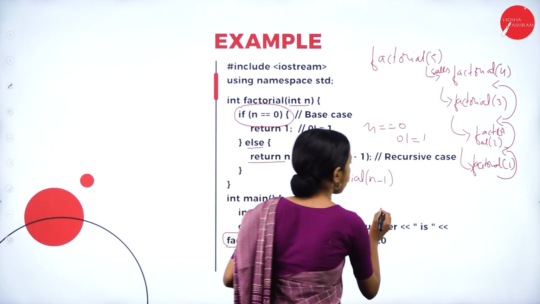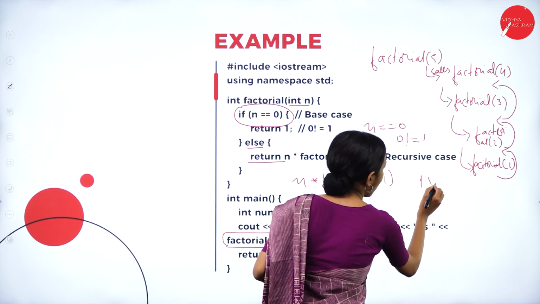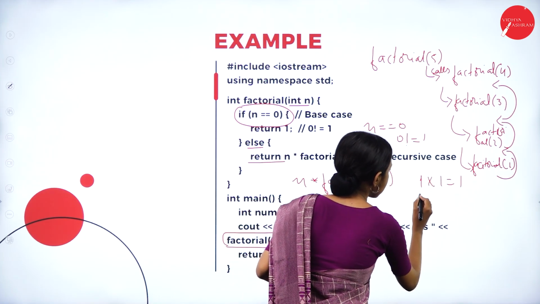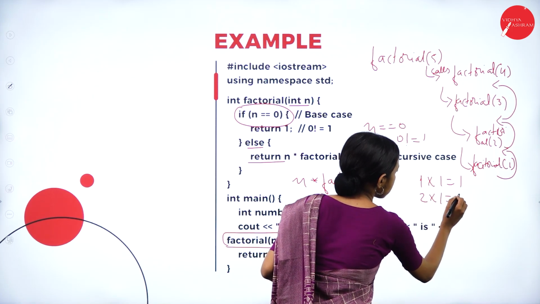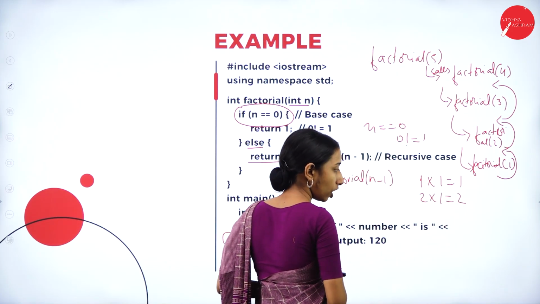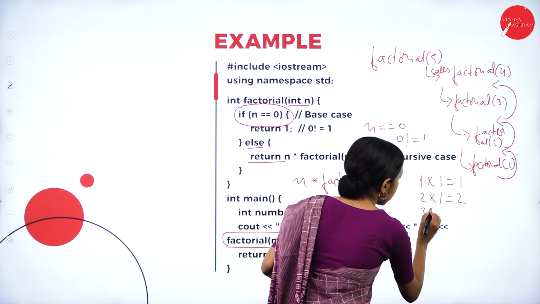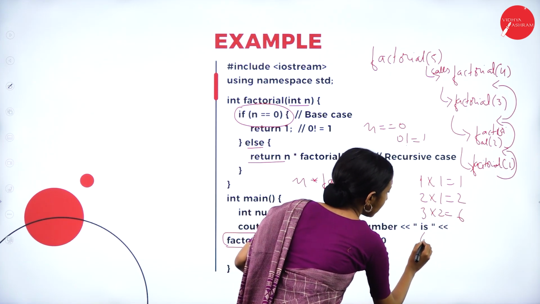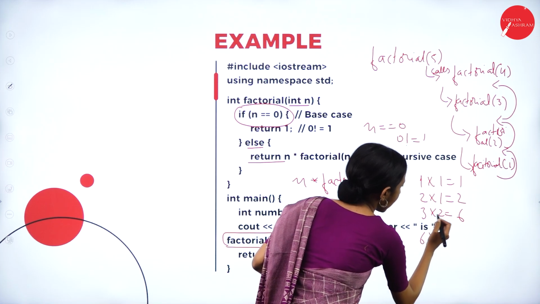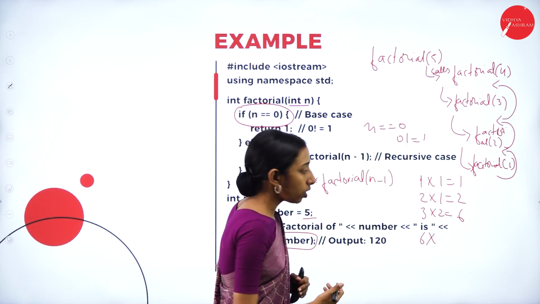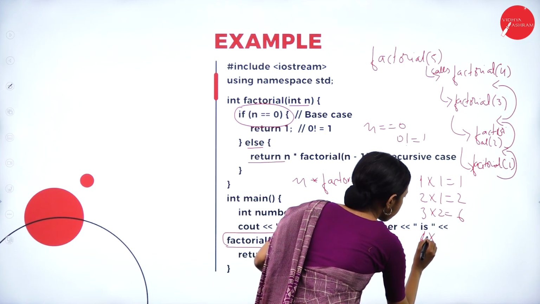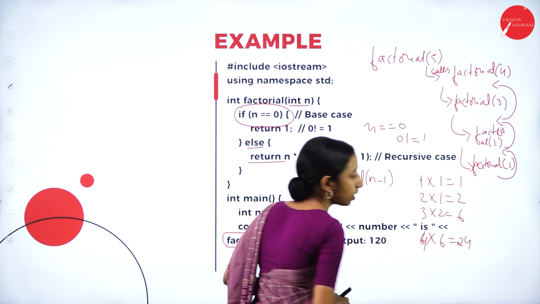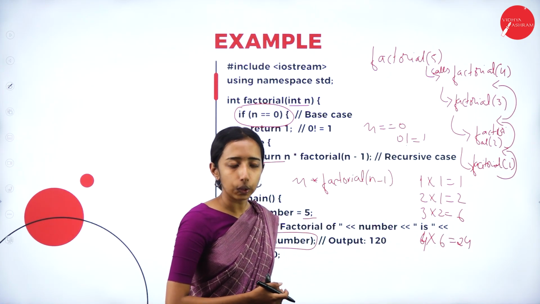Now we will be having the factorial of 1, that is 1 into 1, which is 1. The factorial of 2, that is 2 into 1, which is 2. Next the factorial of 3, that is 3 into 2, which is 6. Next the factorial of 4, we will have 4 into 6, which is 24.